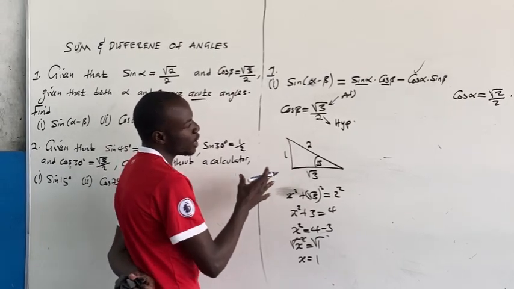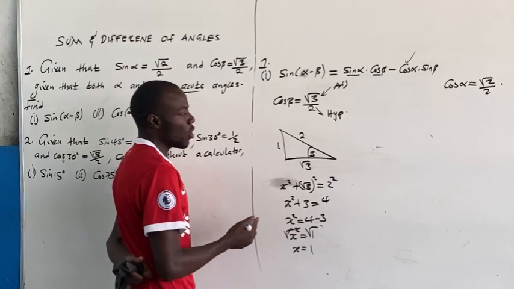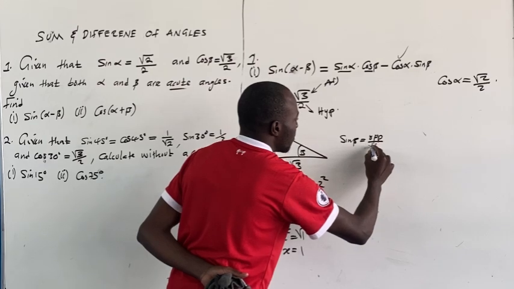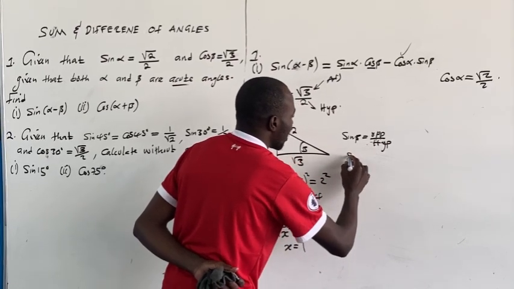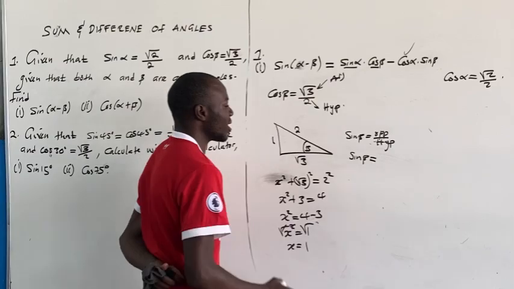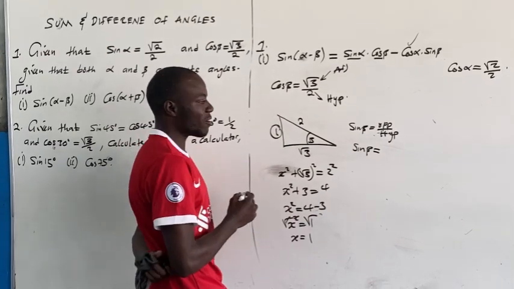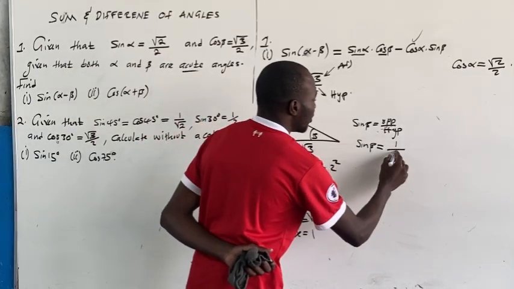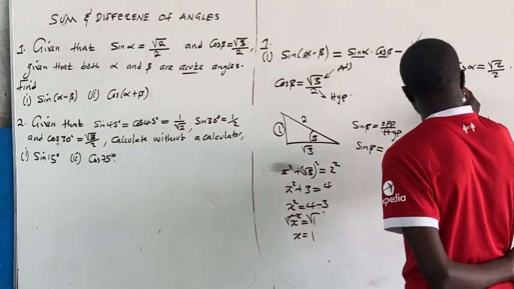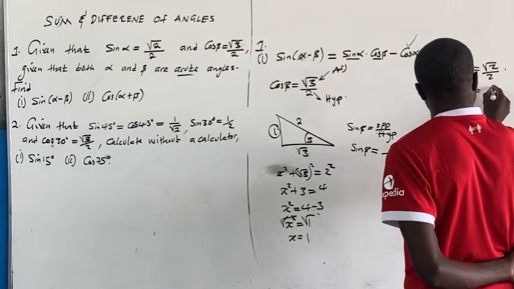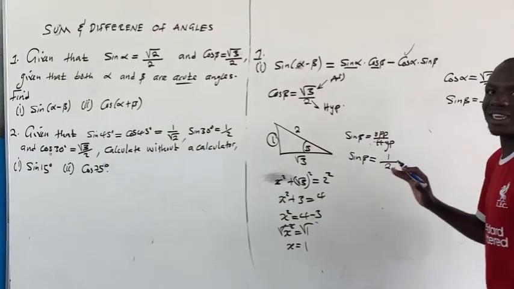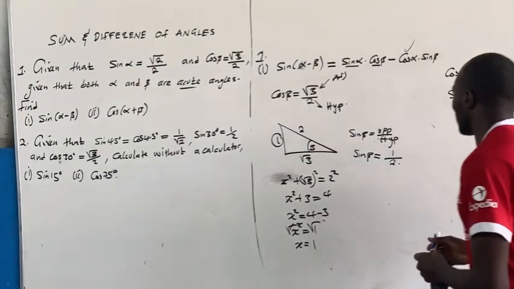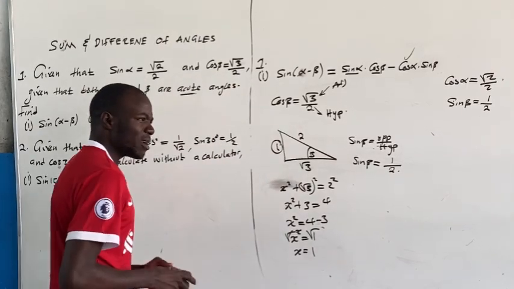Now our main interest is to find sine beta. Sine beta is equal to opposite over hypotenuse. What is our opposite? Our opposite is the one which we have found here, 1, over our hypotenuse, which is 2. So we have found sine beta, which is 1 over 2. We won't put any sign there because both alpha and beta are acute angles. So this is the first method which you can use.